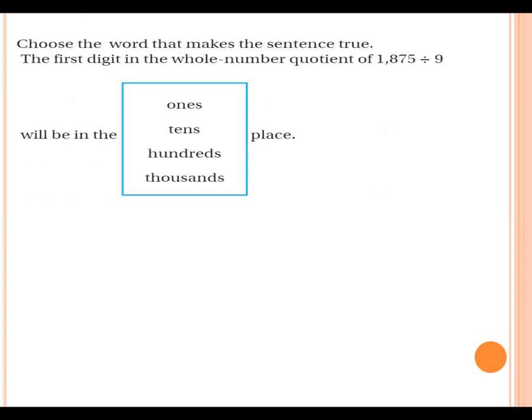Now, question number 2 is about finding the estimate and choosing the first digit of the quotient. Here you have been asked to divide 1875 divided by 9. So you can round off both the dividend and the divisor: 1875 rounds off to 2000, and 9 you can round off to 10. So 2000 divided by 10, the answer will be 200, which is in the hundreds place.